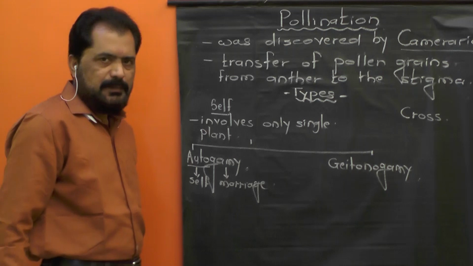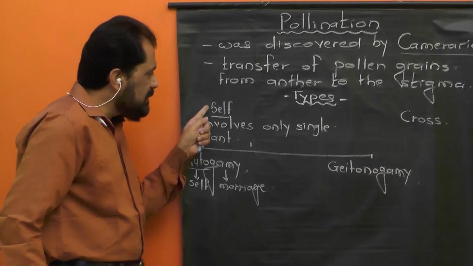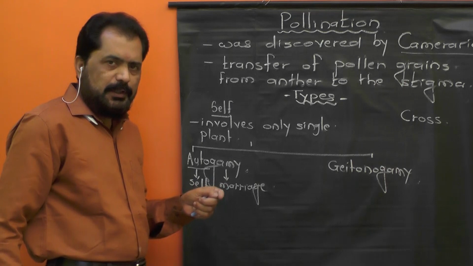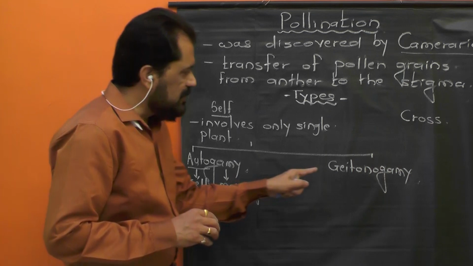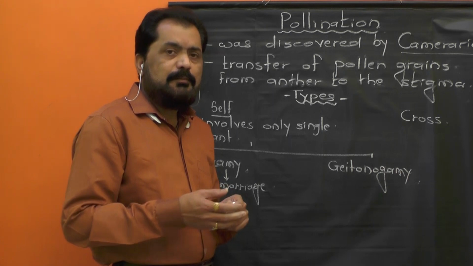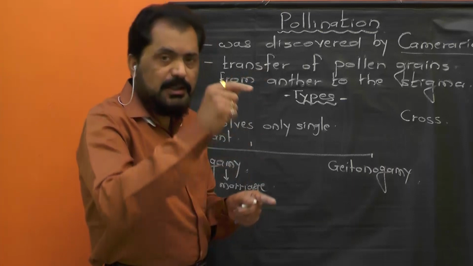Autogamy is a subtype of self-pollination. Autogamy is the transfer of pollen grain from anther to the stigma of the same flower. Geitonogamy is the transfer of pollen grain from the anther of one flower to the stigma of another flower but on the same mother plant.